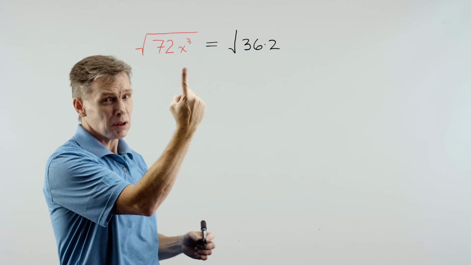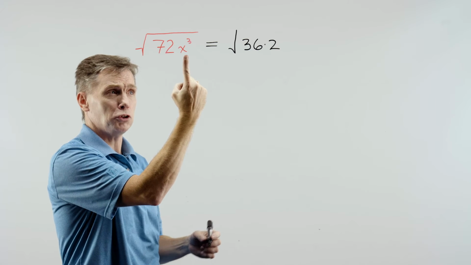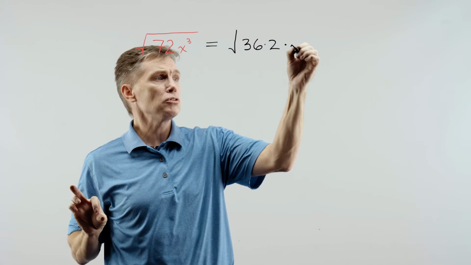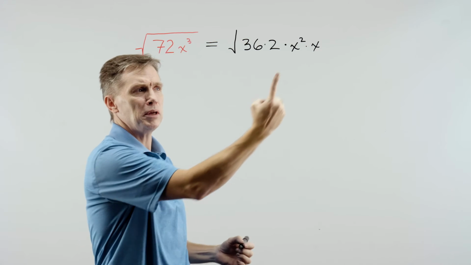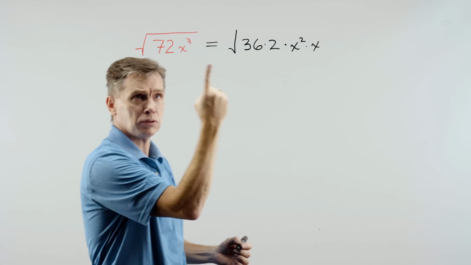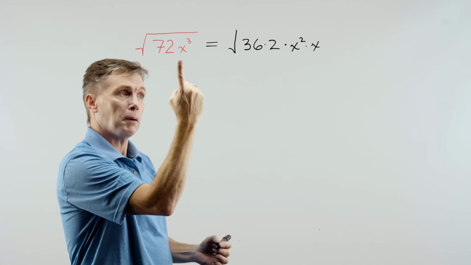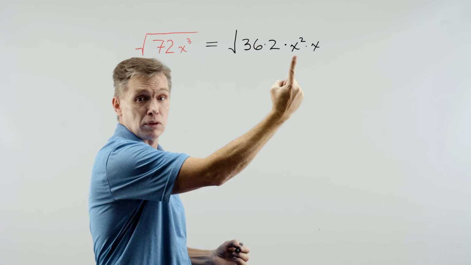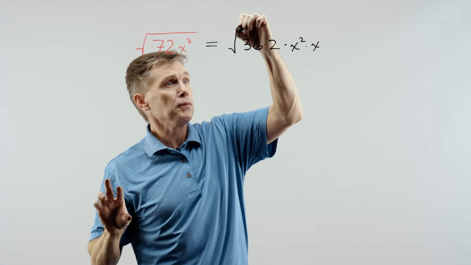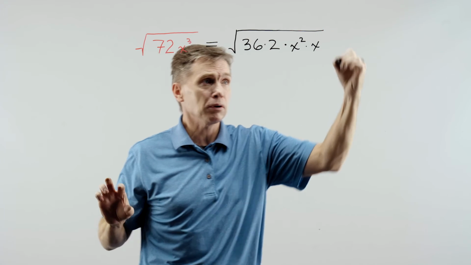Okay. Similarly, though, even with the variables, x cubed, you can break that down into x squared times x, which again, you'll agree with me that that's the same. X squared times x is x cubed. But I broke it down because I know what the square root of x squared is. This is a perfect square. Okay? All of that is under the radical.